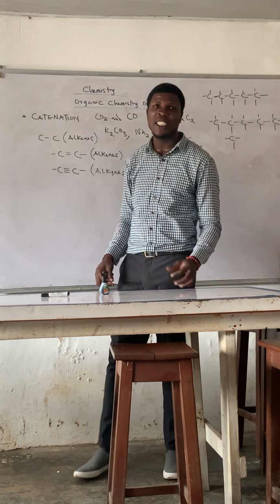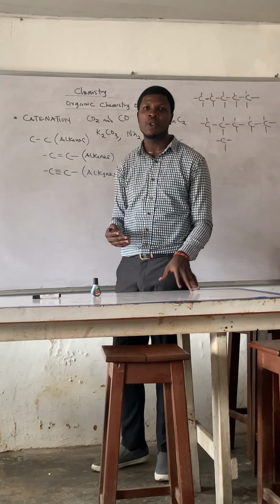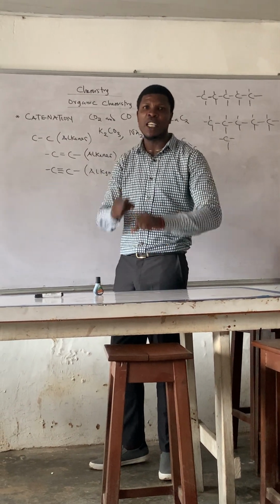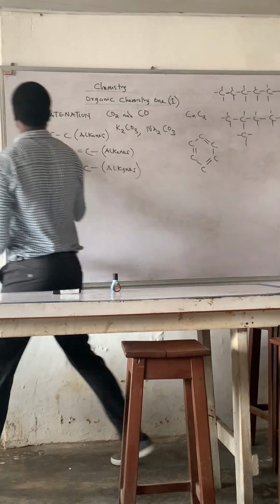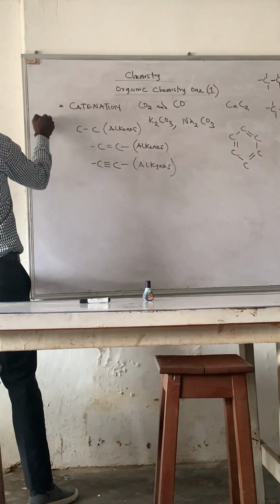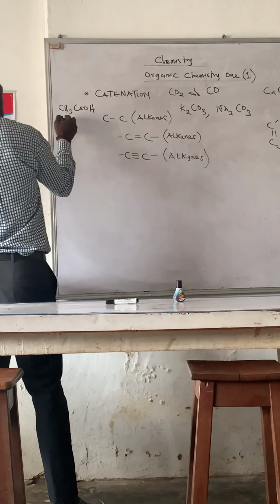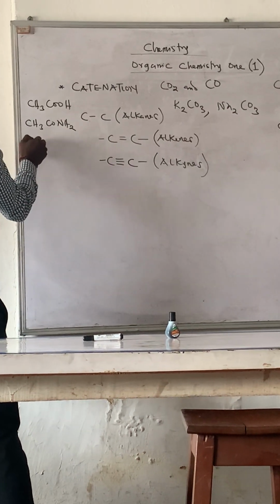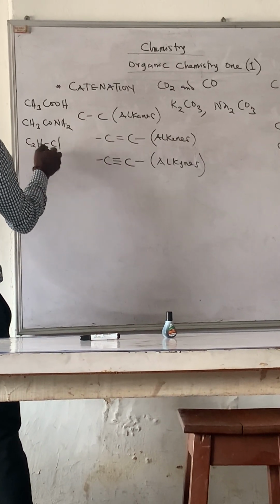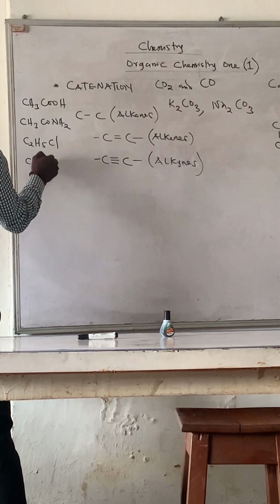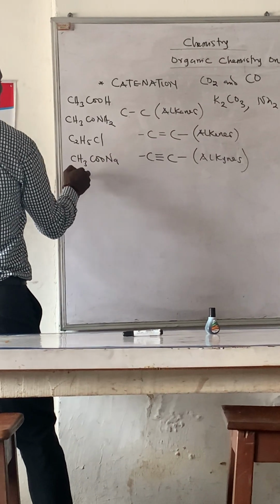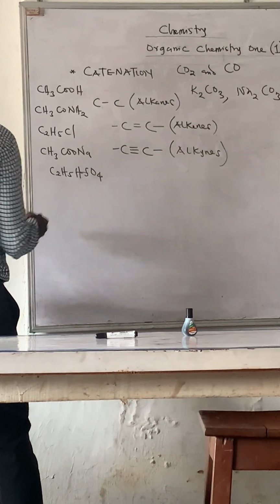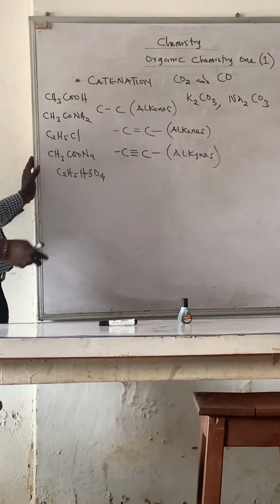Now, if I'm only saying it, it will look as if I'm speaking Swahili. But when you see it on the board, then you have a clear picture of what I'm trying to say. You can see compounds like this. For example, we have CH3COOH, CH3CONH2, C2H5Cl, CH3COONa, and C2H5HSO4. Then you start seeing that indeed, all these are some of the things I'm talking about.